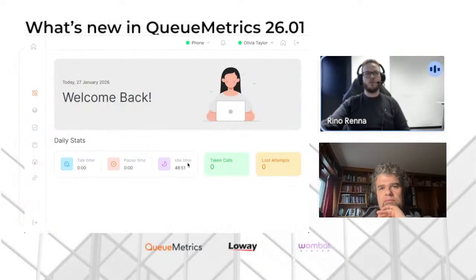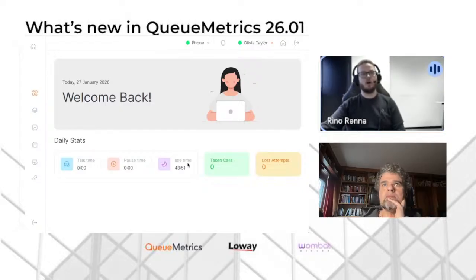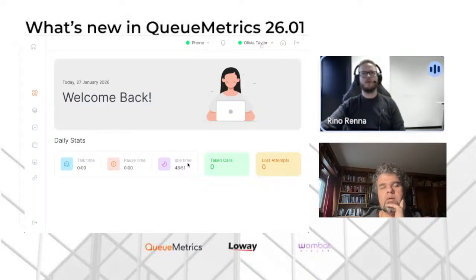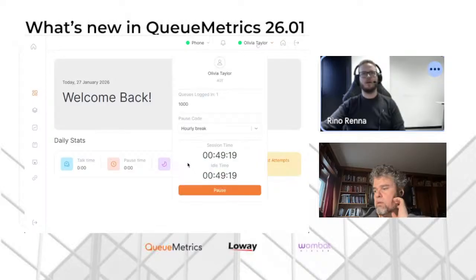Before, if an agent wanted to see the queues he was logged in to, he would have to go to the queue section and see the queues. Now, instead, if he just goes to his status, we have a little section that shows the queues he is logged in to and how many queues he is currently logged in to.